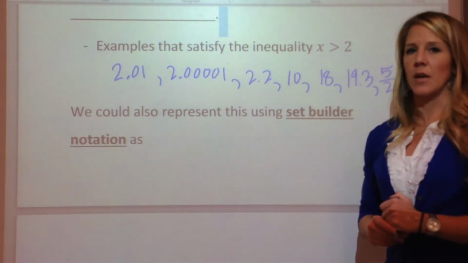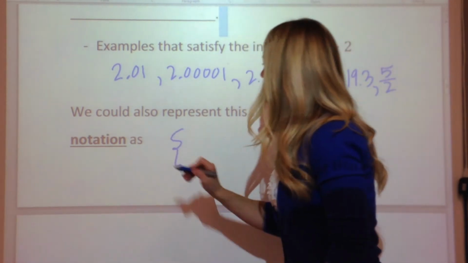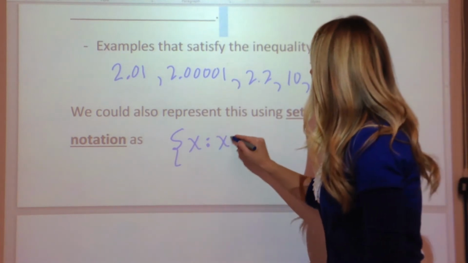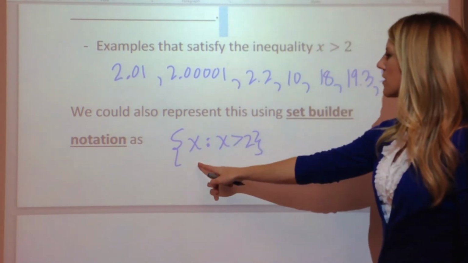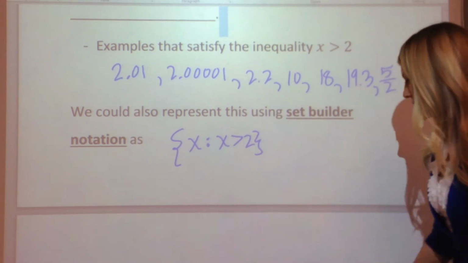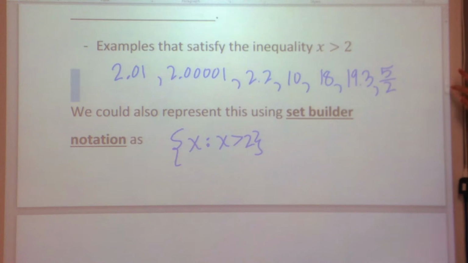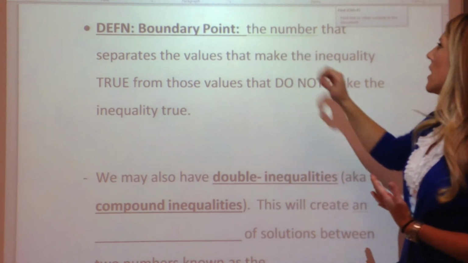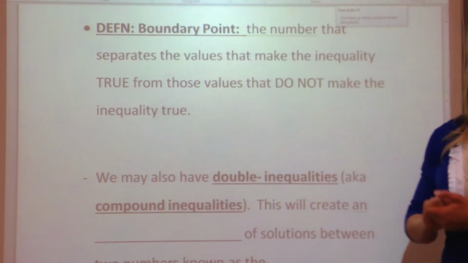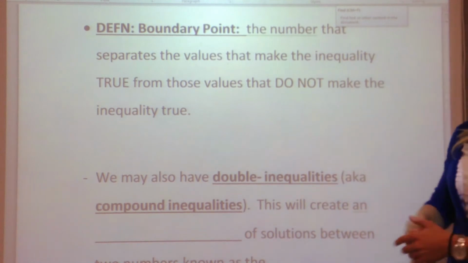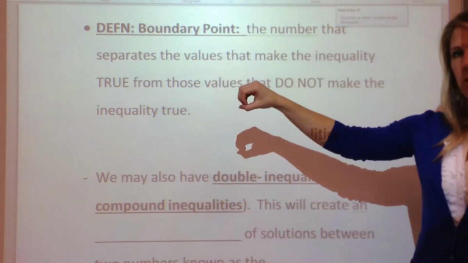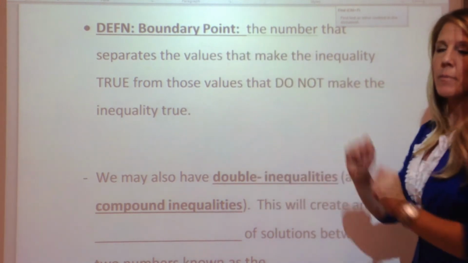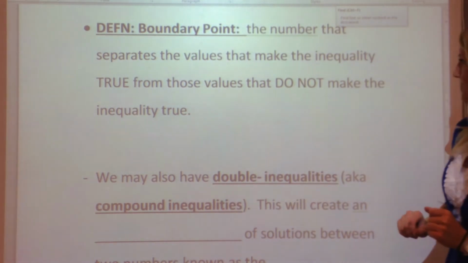We can also represent this using set builder notation. So if you recall, we start with a bracket and we put x such that, so don't forget that's what the colon means, x is greater than 2. So this just means x such that x can be any number greater than 2, bigger than 2. So when we have a solution set, we have what is called a boundary point. So within inequalities, we have a boundary point. That's the number that separates the values that make the inequality true from those that do not. So basically, if x is greater than 2, 2 is my boundary point because now I'm saying everything to the right of 2 will make the inequality true, whereas everything to the left of 2 does not make the inequality true.